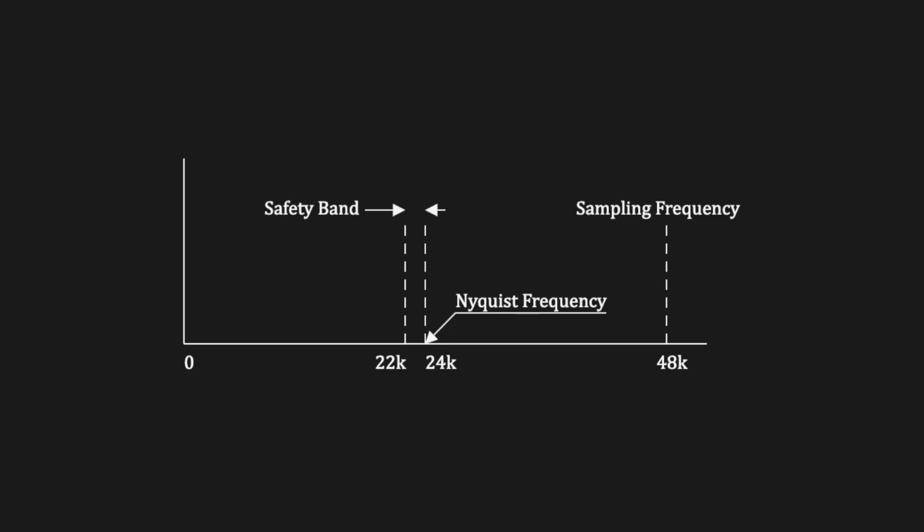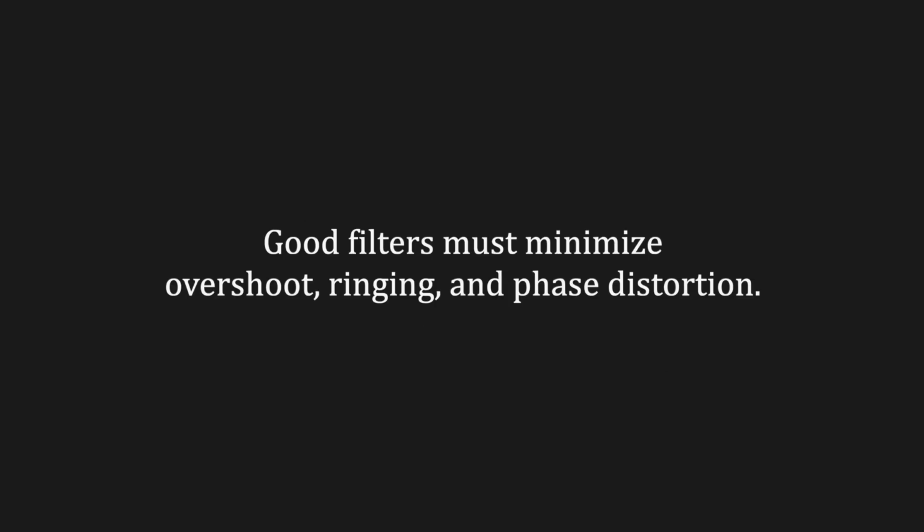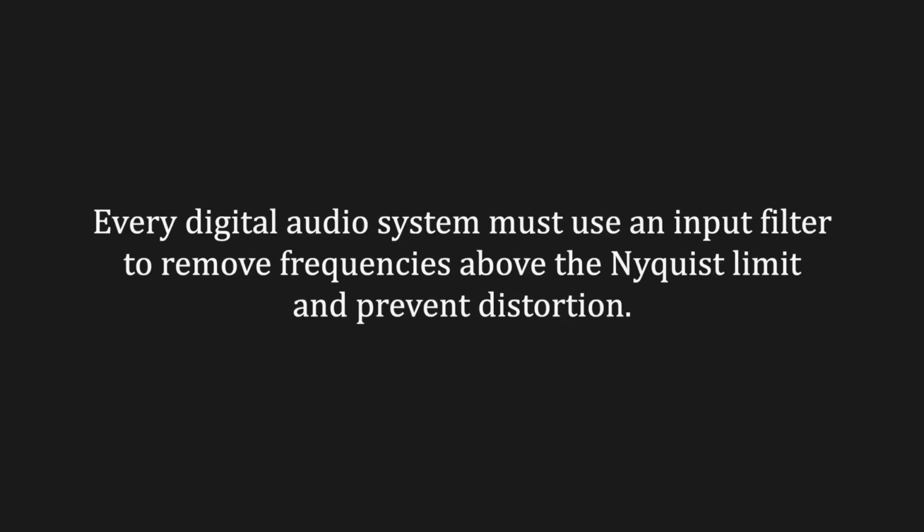For instance, when recording at 48 kHz, filters are designed to pass sound cleanly from 0 to 22 kHz, leaving a 2 kHz safety band to block unwanted frequencies near the Nyquist point. Good filters must minimize overshoot, ringing, and phase distortion. Filters with steep cutoffs often cause ringing near the cutoff frequency and delay certain frequencies, known as group delay. Engineers can correct this by adding a compensating delay circuit, resulting in a smooth, natural sound. Because analog brick wall filters degraded audio quality, modern AD converters now combine a gentle analog filter with oversampling and precise digital filtering. No matter the method, every digital audio system must use an input filter to remove frequencies above the Nyquist limit and prevent distortion.